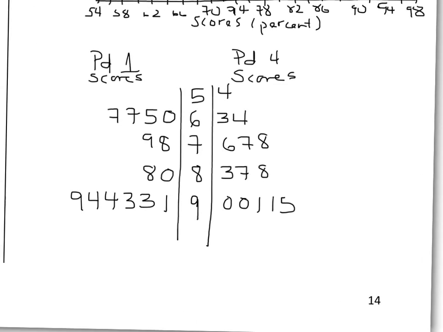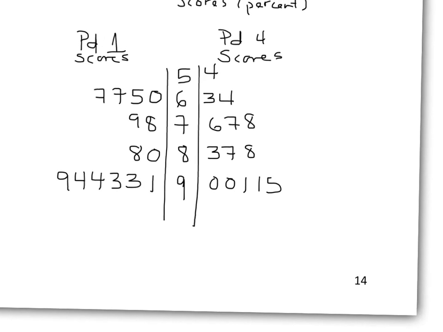The last thing we want to make sure we include is a key. So our key for this one, I'm just going to make up some numbers. So if I have a 4 and a 2 and a 5 and a 1, this represents 42%. This represents 51%.